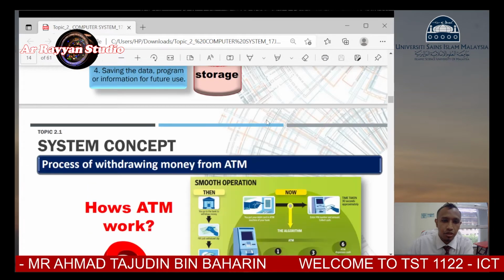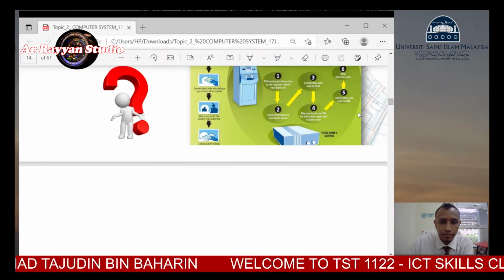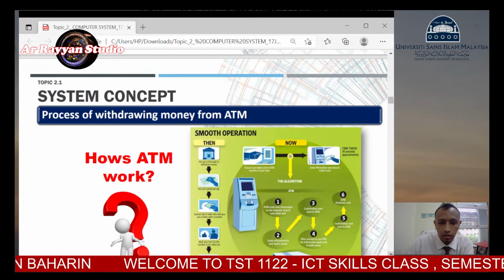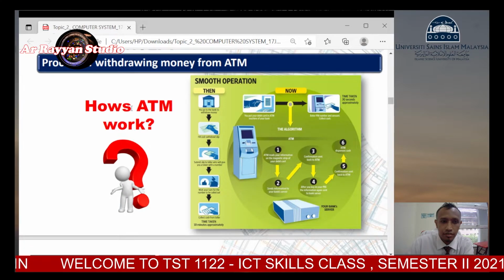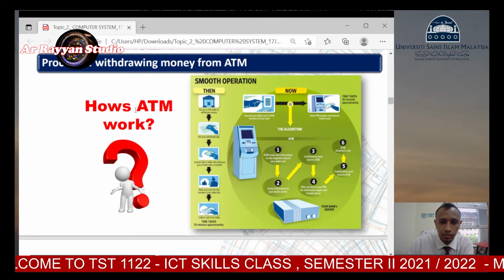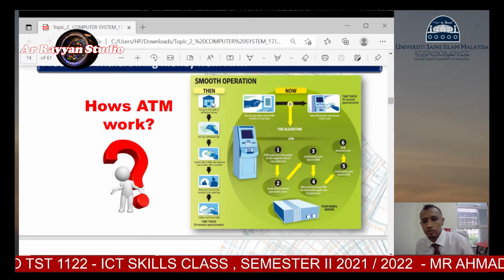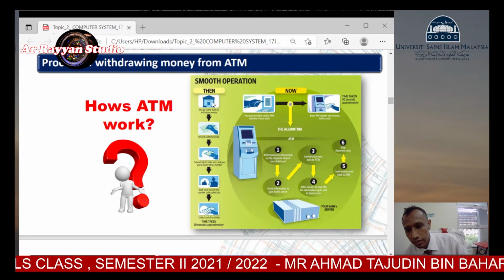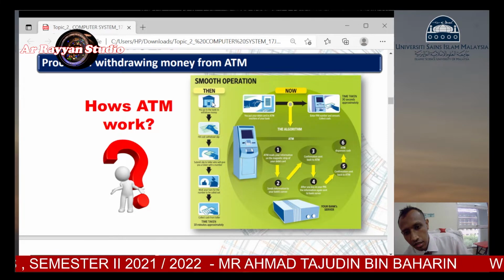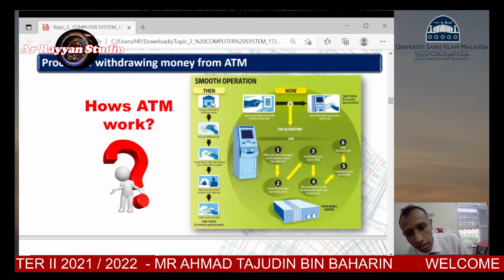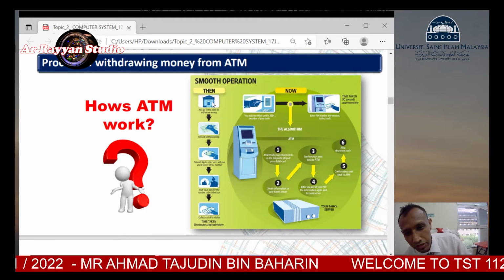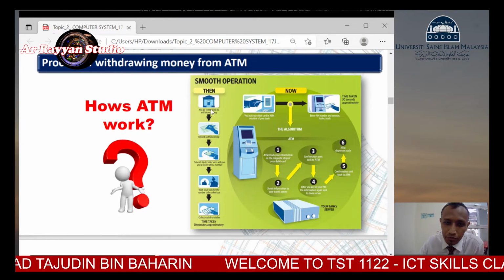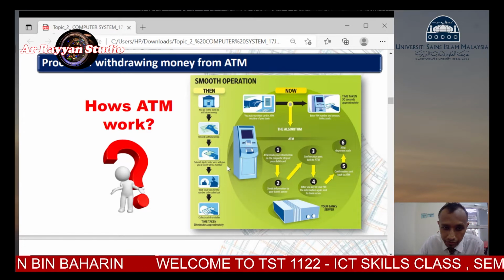Alright, so look at here how the ATM works. Okay, the process of withdrawing money from ATM. Okay, nampak tak? Boleh nampak tak? Nampak. Okay, so this is the way you keluarkan duit daripada machine ATM, right? So first is you go to the ATM machine, and then what?